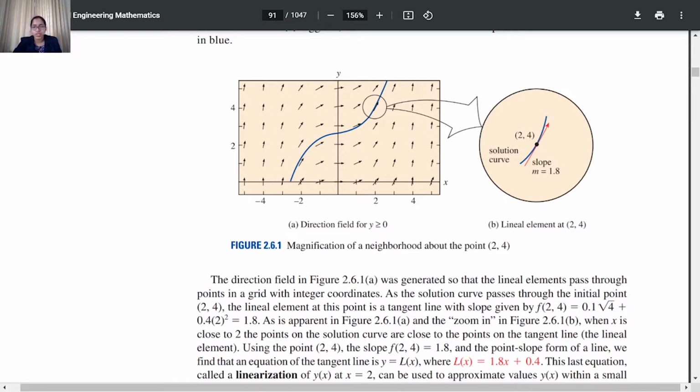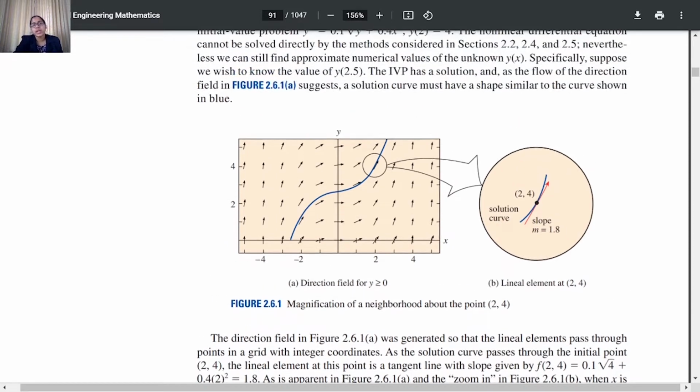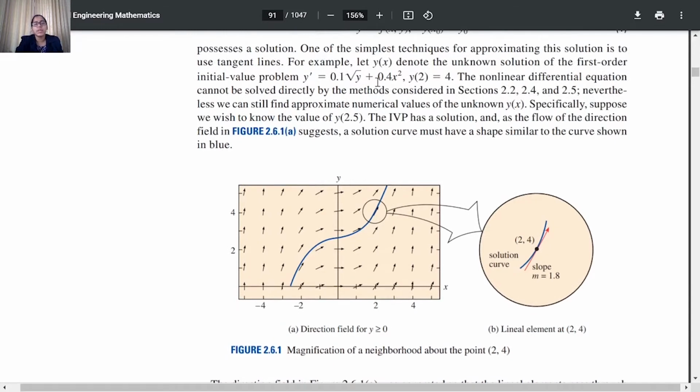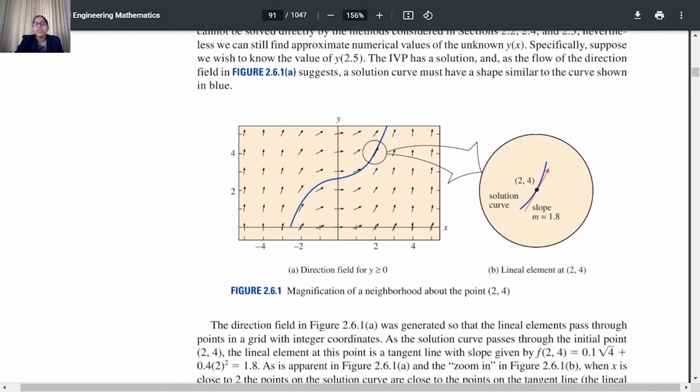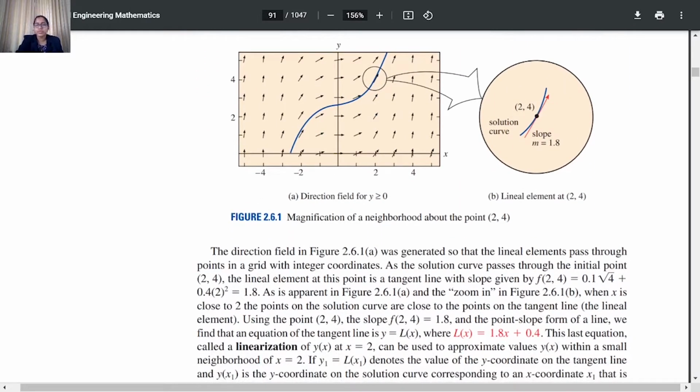So we determine the slope, which is given by f of 2 comma 4. Here f of x, y is clearly 0.1 into root y plus 0.4 into x square. So we determine f of 2 comma 4, and we get it to be 1.8. Now using the point 2 comma 4 and the slope 1.8 we can find the equation of the line.